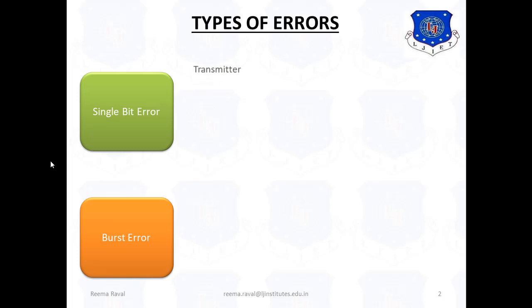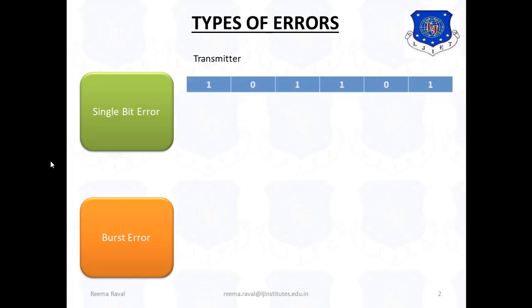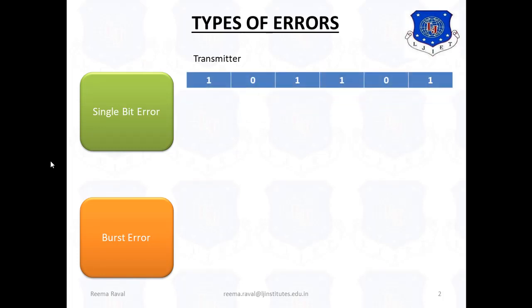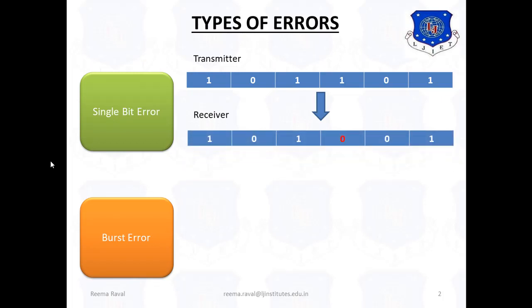Let's say for example, the transmitter sends this series of bits in which the data sequence is 1 0 1 1 0 1, and at the receiver side it receives the sequence 1 0 1 0 0 1. As you can see, the fourth bit is changed from 1 to 0. That means there is an error in one bit only, so this is called single bit error.